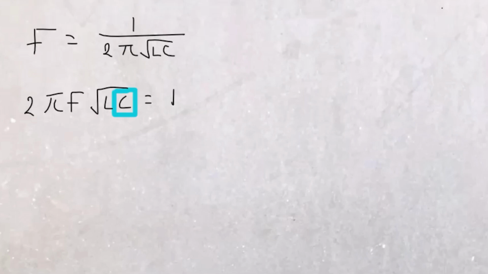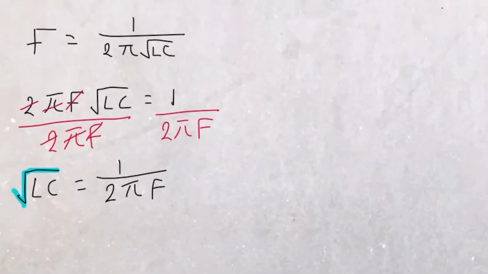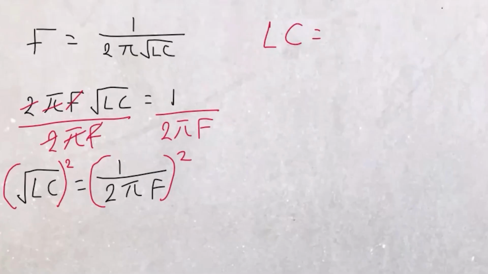In order to make C stand alone, we have to eliminate this by introducing 2 pi f to both sides. 2 will cancel 2, pi will cancel pi, and f will cancel f. Then we have this. In order to eliminate this square root, we have to introduce square to both sides. Square will cancel square root. Then we have LC equal to the expression here. We have to solve it. 1 square is 1, 2 square is 4, and pi square retains itself, and f square retains itself.